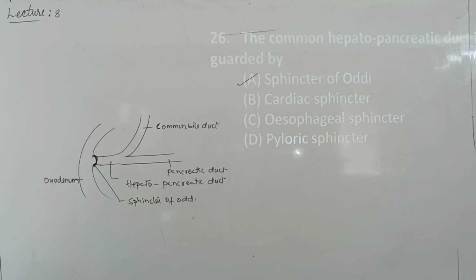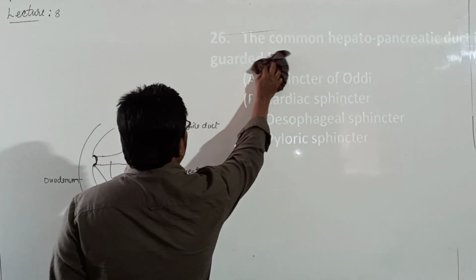So the option A will be the right option for this. The common hepatopancreatic duct is guarded by the sphincter of Oddi.